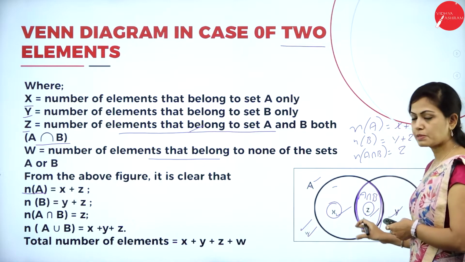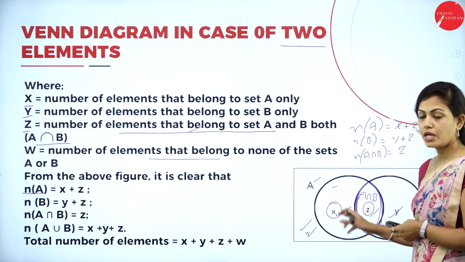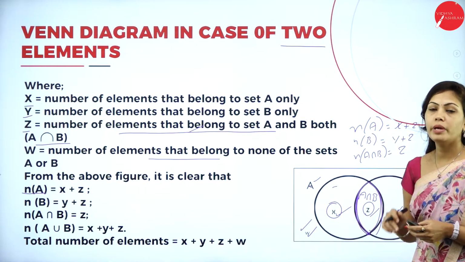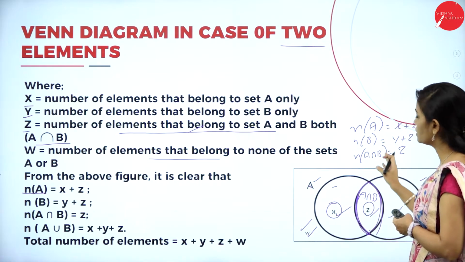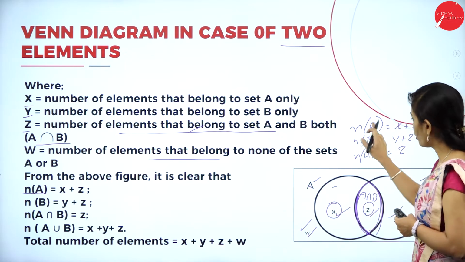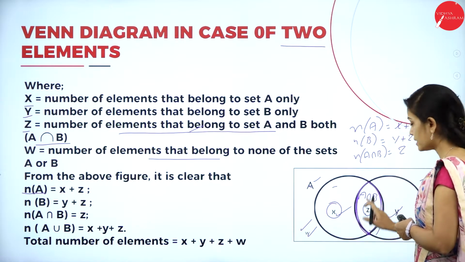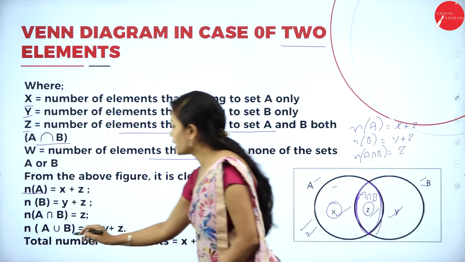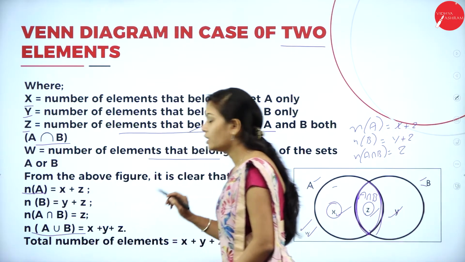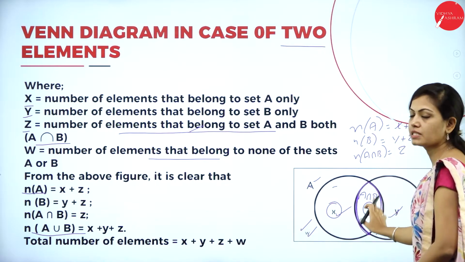So here I am explaining the examples for X, Y, Z variables. Sometimes in problems you may get the values. If you get any values, you have to use the method. So N of A is equal to X plus Z, N of B is equal to Y plus Z, N of A intersection B is equal to Z. And what is N of A union B? A union B means X plus Y plus Z.